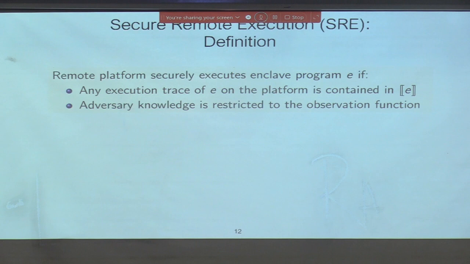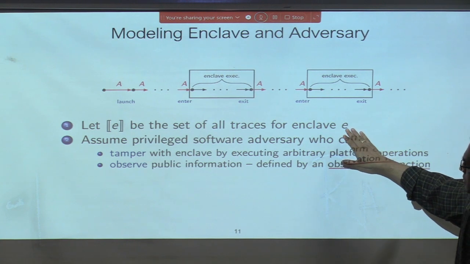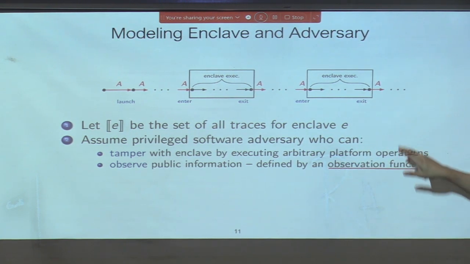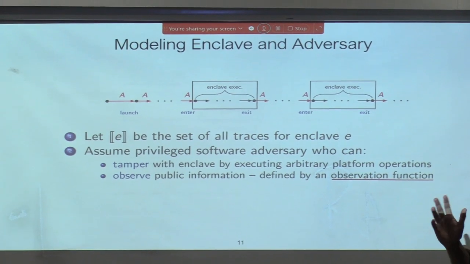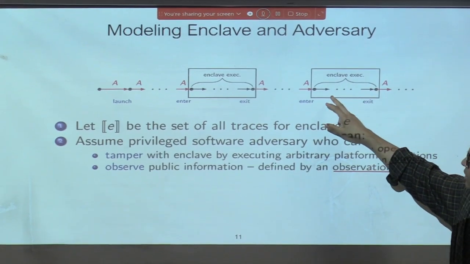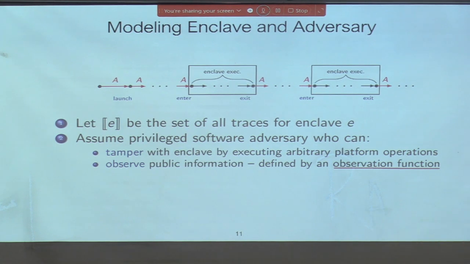So what I showed you there is the execution of one enclave interleaved with everything else. We just conservatively assume that everything else is untrusted here. You can think of a trace as being black arrows and red arrows. Red arrows are arrows by adversaries, and black arrows are the enclave's.